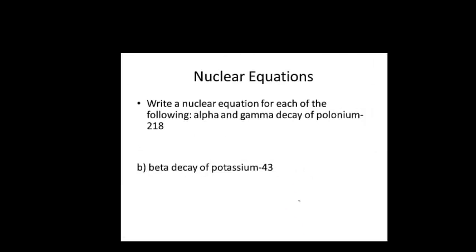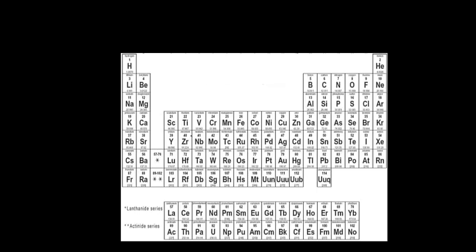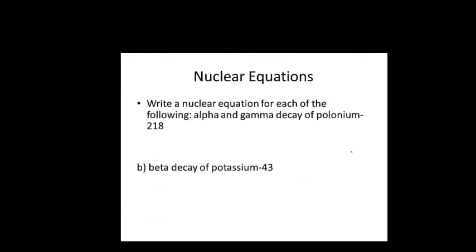Alright, nuclear equations. Here we go. In this nuclear equation, we look at polonium-218. So let's go back and find polonium. It's right here. Atomic number 84. So when we do these, polonium, symbol Po. Mass number is 218. Atomic number is 84. Alright, it goes through alpha decay, so it produces an alpha particle, 4/2 He. And a gamma. So there's gamma.